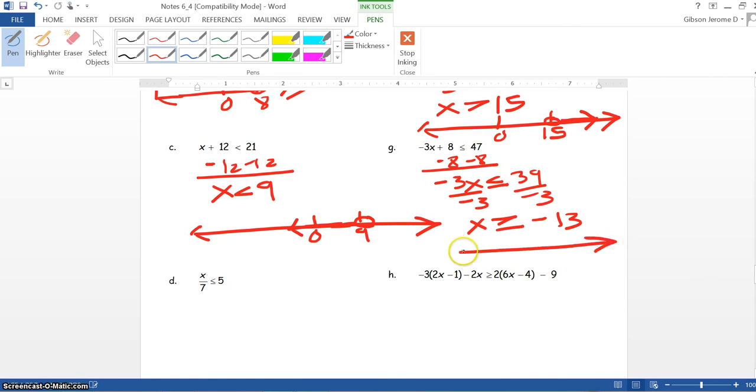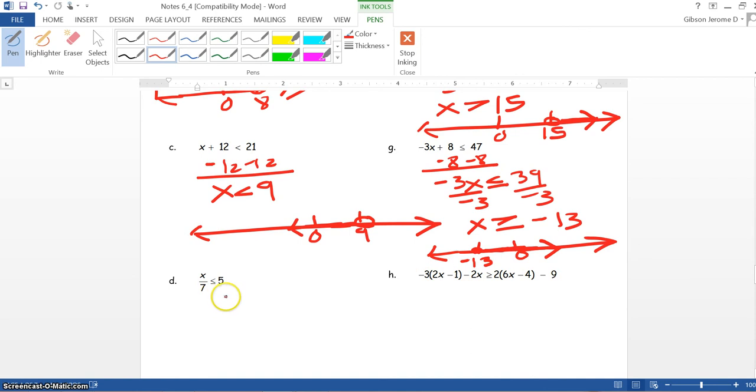So now we graph this. Now we have 0, negative 13. Now since this has the or equal to, we will shade in our point here and then draw our arrowhead.